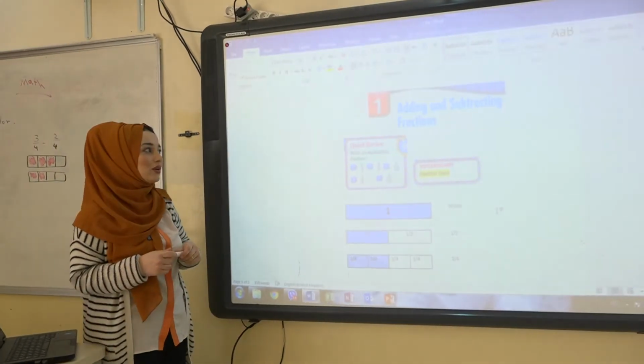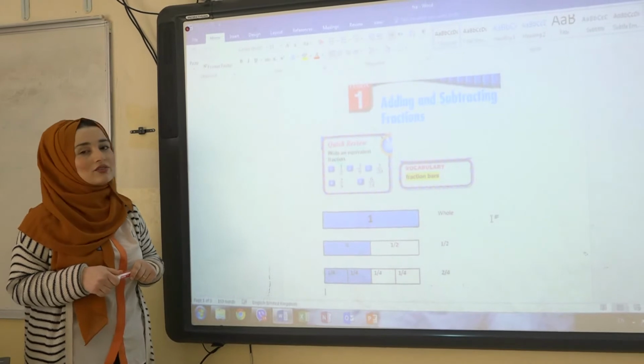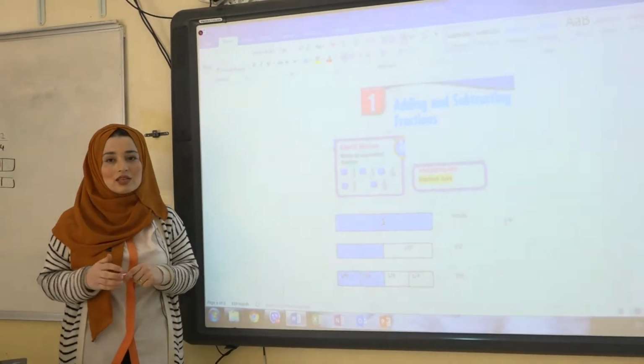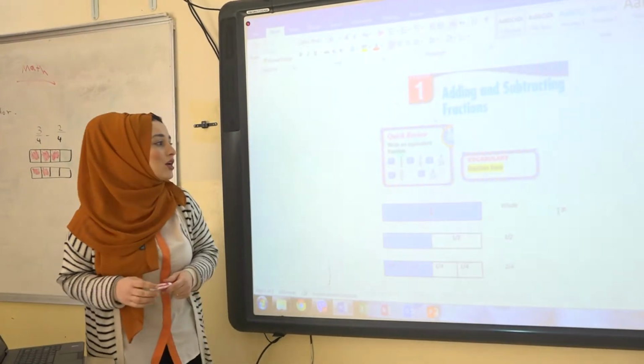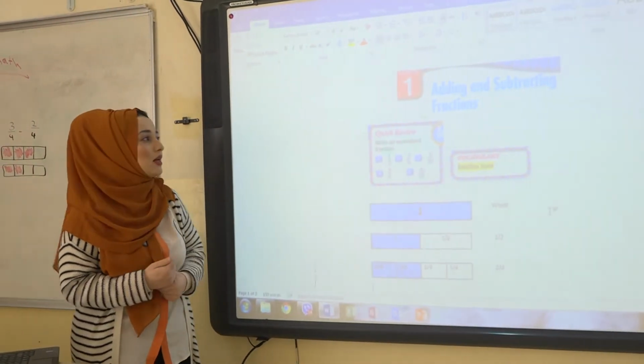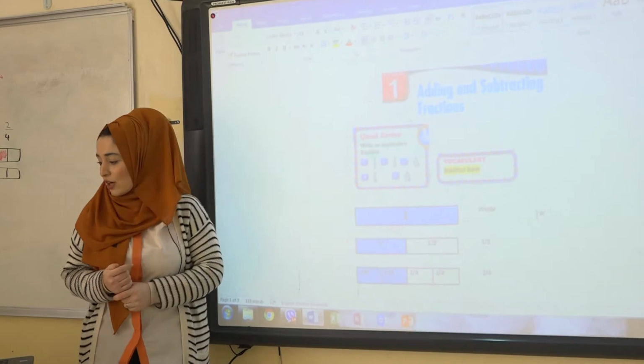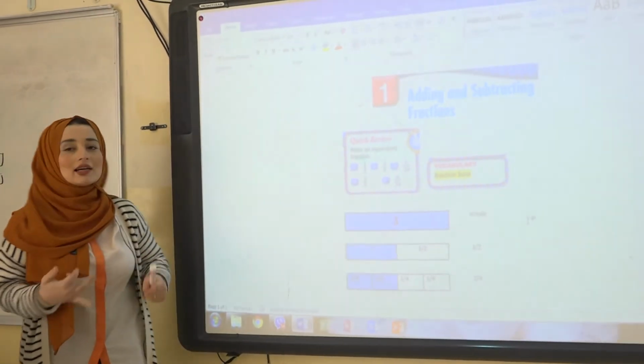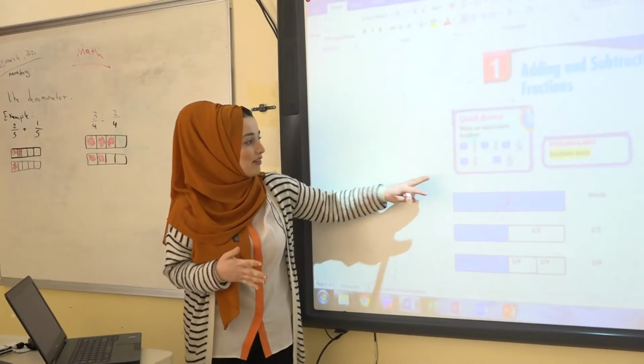Today we talk about a new lesson: adding and subtracting fractions. In the last lesson we talked about comparing fractions by using fraction bars. Now we talk about how we add and subtract fractions, first when we have like denominators, and then when we don't have like denominators.